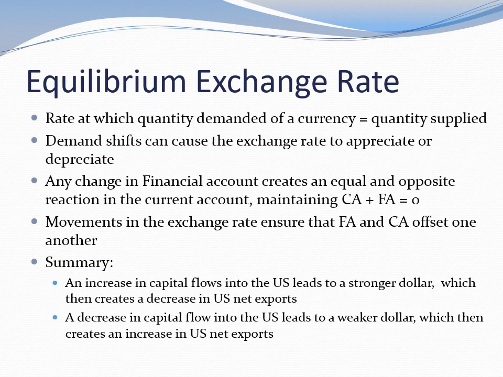Okay, to sum it up, the rate at which the quantity demanded of a currency is equal to the quantity supplied of a currency is our equilibrium exchange rate. So demand shifts can cause the exchange rate to appreciate or depreciate. And remember, any change in the financial account creates an equal or opposite reaction in the current account, maintaining that current account plus financial account equals 0. And the movements in the exchange rate ensure that the financial account and the current account offset one another. So let me explain how this works in sum.